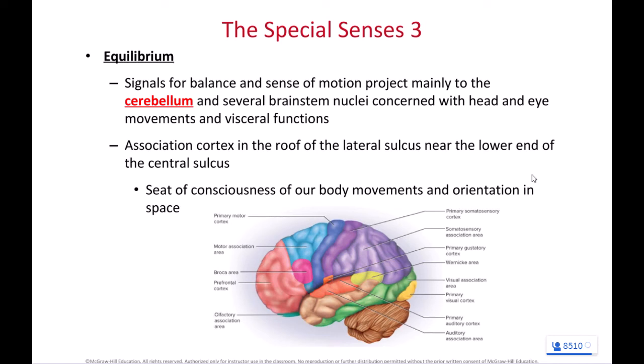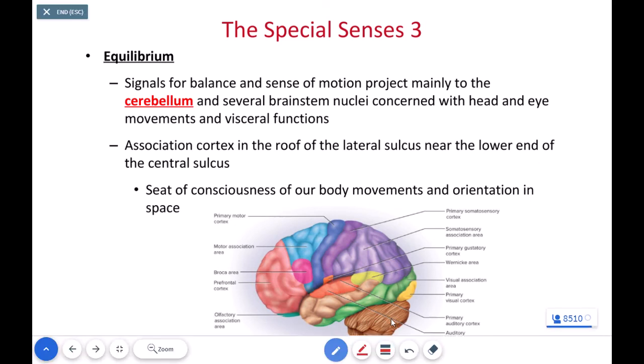And we process equilibrium overwhelmingly with the cerebellum. So when we look at our cerebellum, it's located back here. It's the little cerebrum with little sulci and little gyri. A well-developed cerebellum is associated with a high degree of coordination, a degree of proprioception. Now, when we look at the association cortex for equilibrium, that association cortex is on the roof of the lateral sulcus. So as we look at our lateral sulcus, here's the lateral sulcus, and on the roof of that indentation, we have the association cortex for equilibrium.